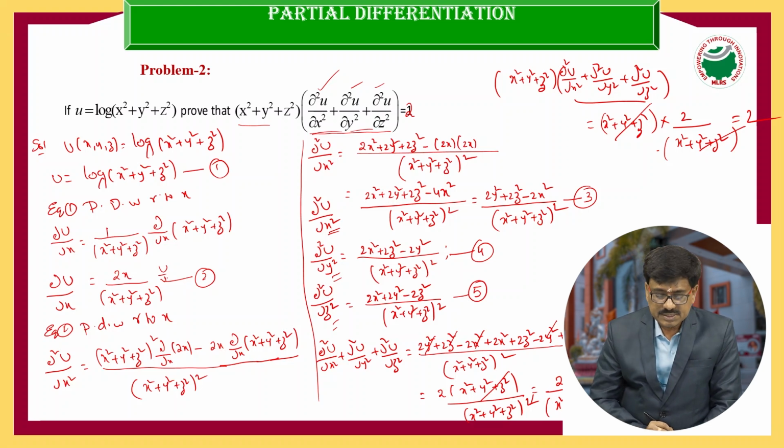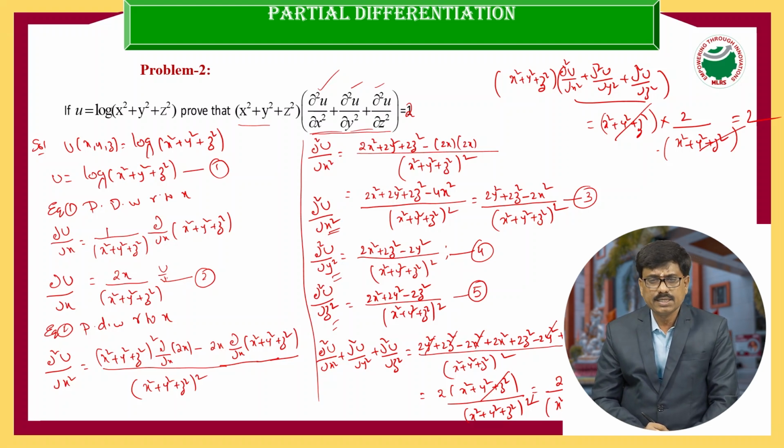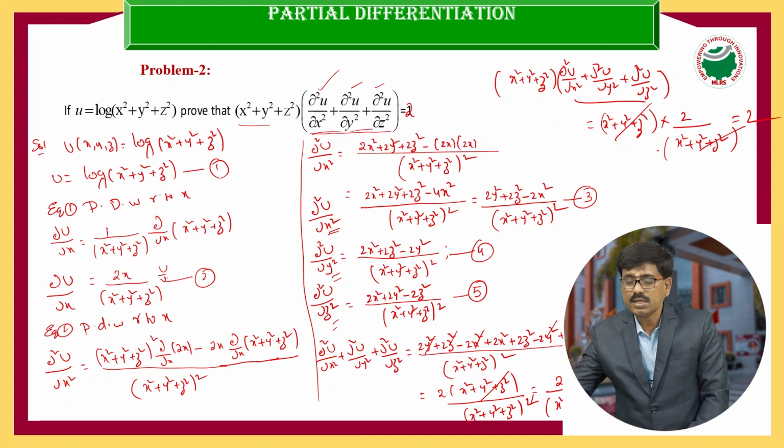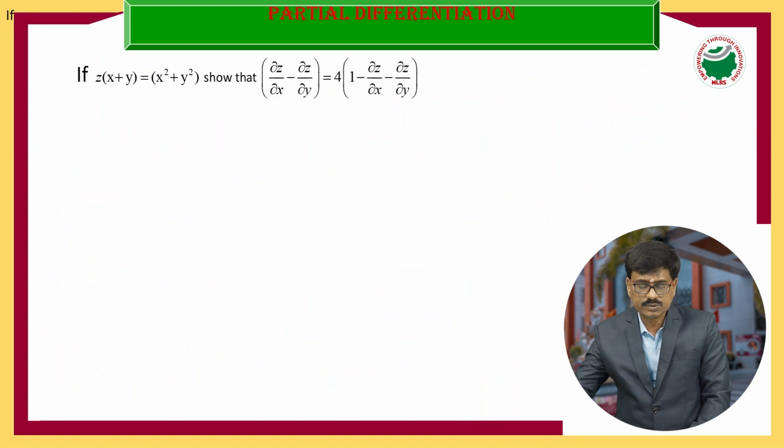Now I hope it is clear how to find the partial derivative with respect to x, and also how to find the partial derivative with respect to y. Again, how to find the partial derivative with respect to z. Okay. Now, this is the 3 variable function we took as a logarithmic function, which is log of (x² + y² + z²).